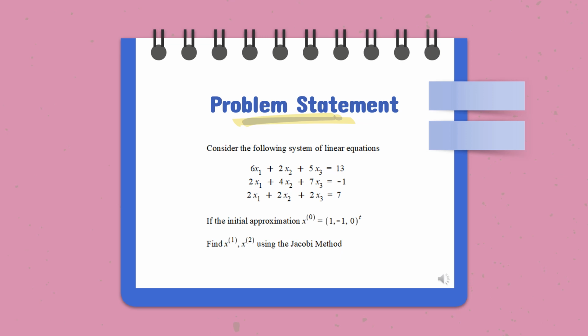For the problem statement, consider the following system of linear equations: 6x1 plus 2x2 plus 5x3 equals 13. The second equation is 2x1 plus 4x2 plus 7x3 equals negative 1. And the last equation is 2x1 plus 2x2 plus 2x3 equals 7. If the initial approximation x0 equals 1, negative 1, 0, 3, find x first iteration and x second iteration using the Jacobi method.